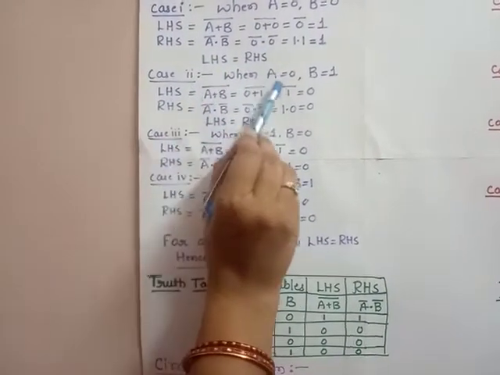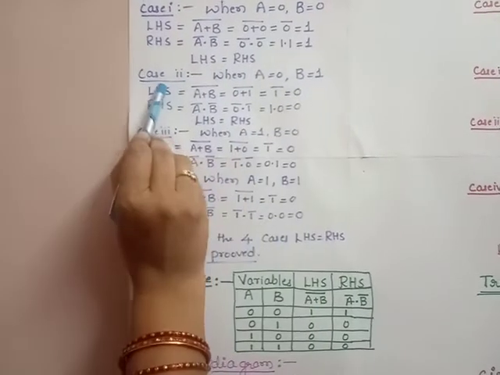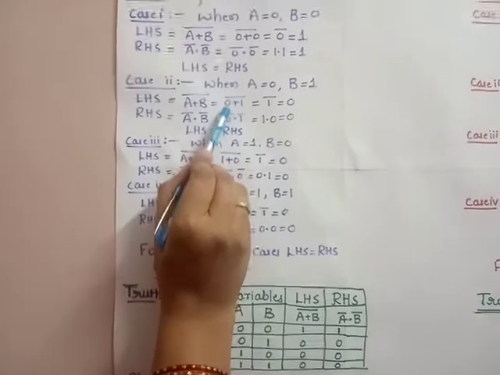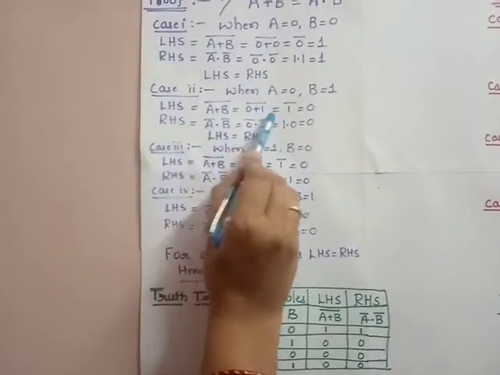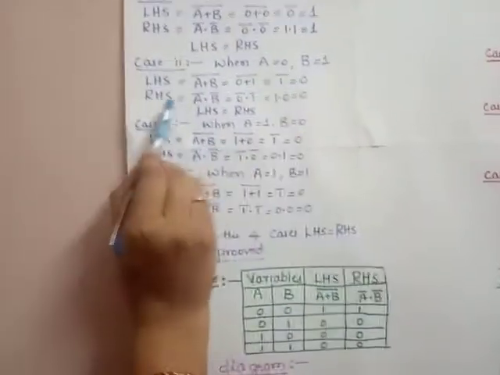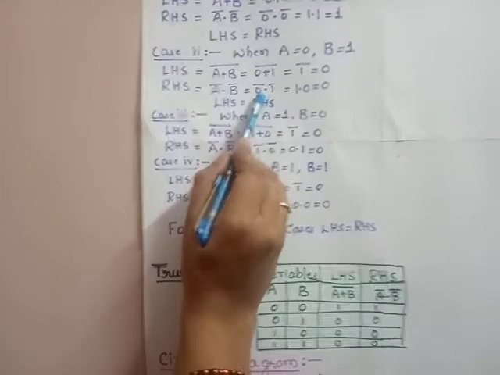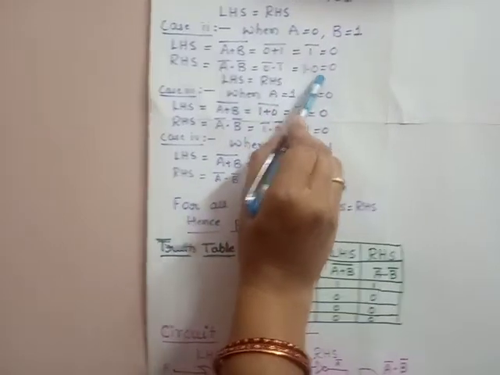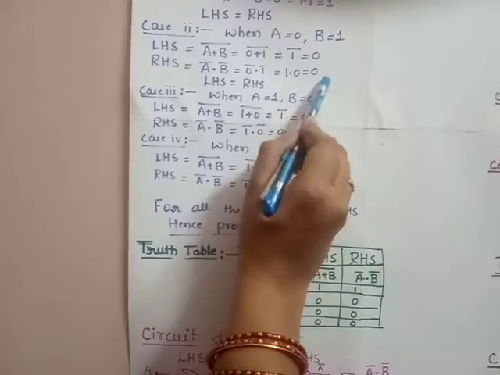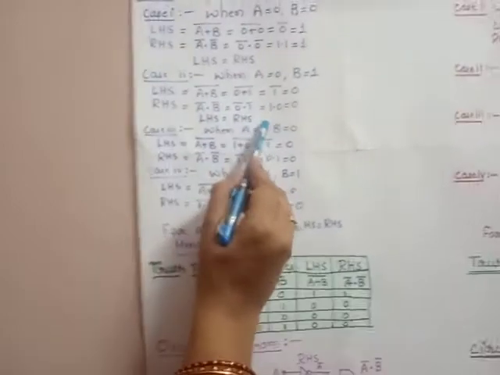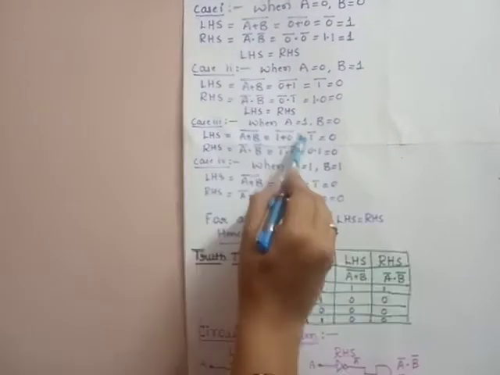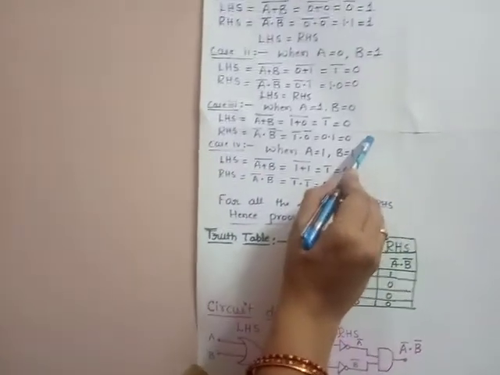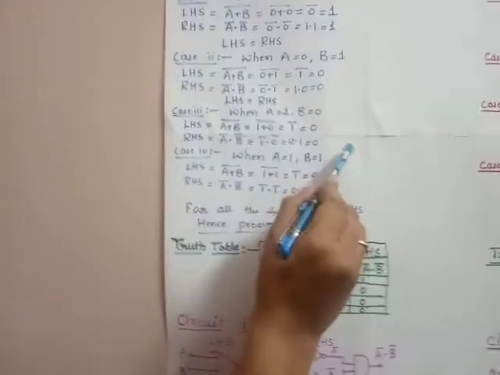Similarly, we have to substitute a is equal to 0 and b is equal to 1 in LHS as well as in RHS. So a plus b whole bar is there. A is 0, b is 1, 0 plus 1 is 1, 1 bar is 0. In case of RHS, a bar dot b bar, 0 bar dot 1 bar, that is equal to 0 bar is 1, 1 bar is 0, 1 dot 0 is 0. Therefore, here also LHS becomes equal to RHS. Similarly, when a is 1 and b is 0, we get LHS is equal to 0 and RHS as 0. Here in this case also LHS becomes equal to RHS.